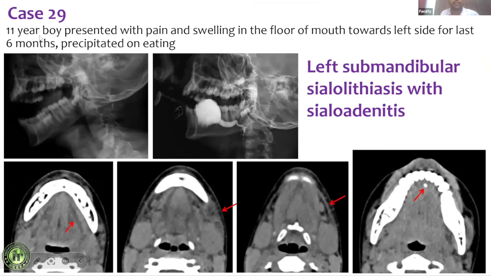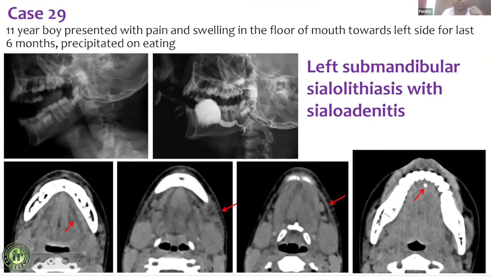This is an 11-year-old boy who presented with a swelling in the floor of the mouth, but the swelling appears only after eating. So the patient came for a sialogram study. When we injected contrast into the submandibular gland opening, we got a very contrast-pooling kind of cystic dilated structure here, communicating with the submandibular gland duct. So this is actually cystic dilatation of the duct, and we could not see any obstruction.